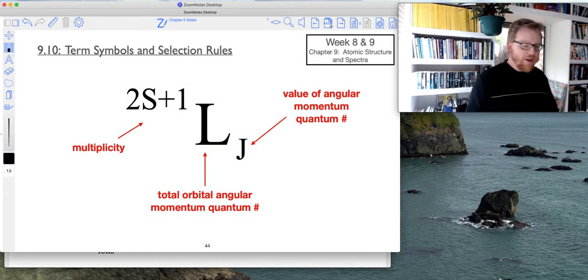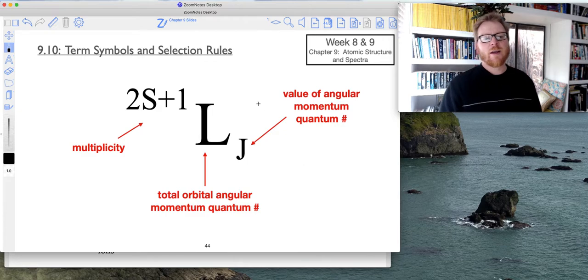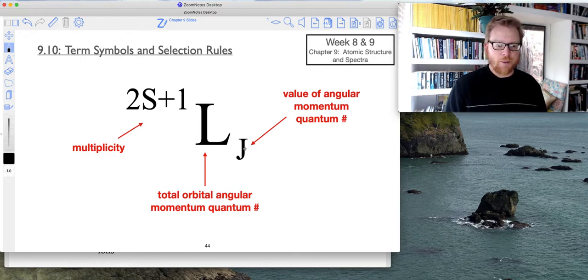So here is our term symbol, okay, and let's walk through it. Up as a superscript on the left, we call that the multiplicity, 2S plus 1, and that gives us the spin state. And we're going to go through all three of these in more detail.